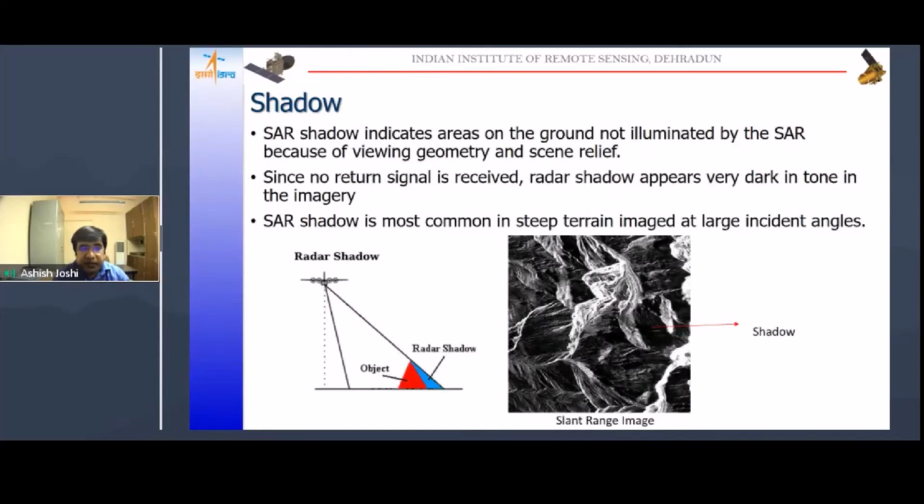And shadow is the areas on the ground not illuminated by the SAR because of the beam geometry and scene relief. Since no return signal is received, radar shadow appears very dark in tone in the SAR image. So here no energy will appear. You can see this is the shadow area.